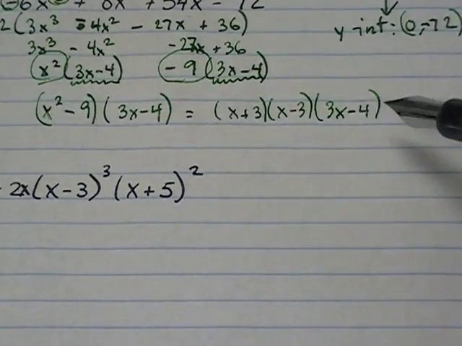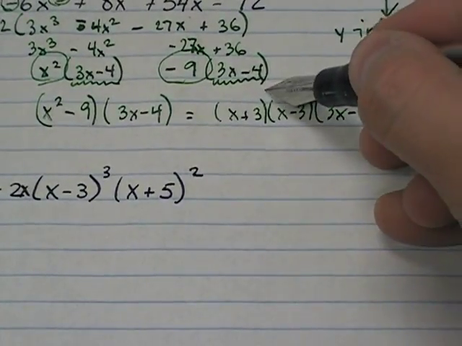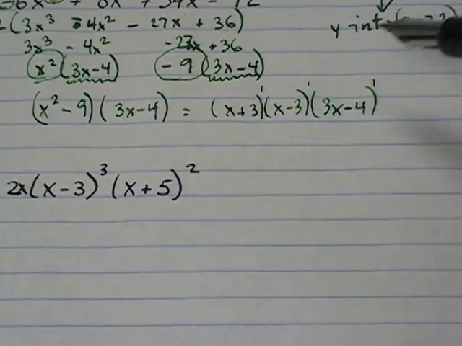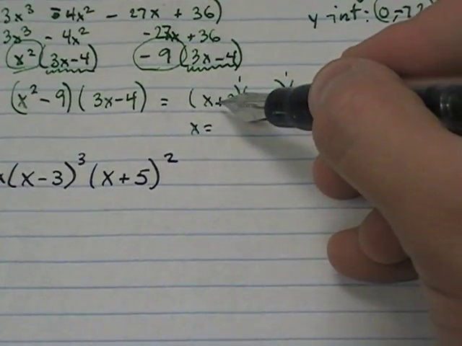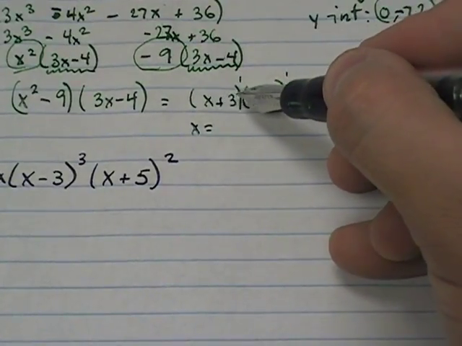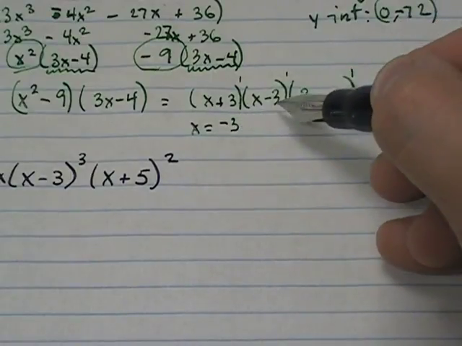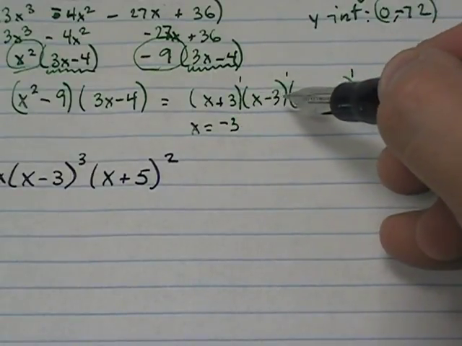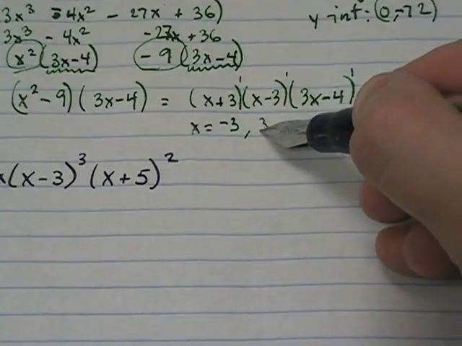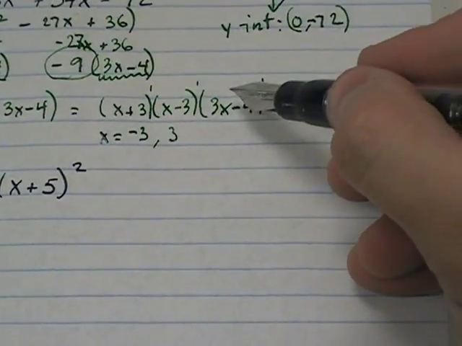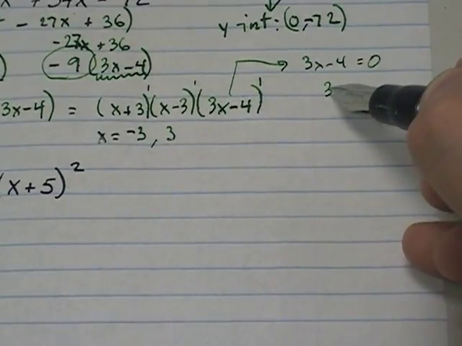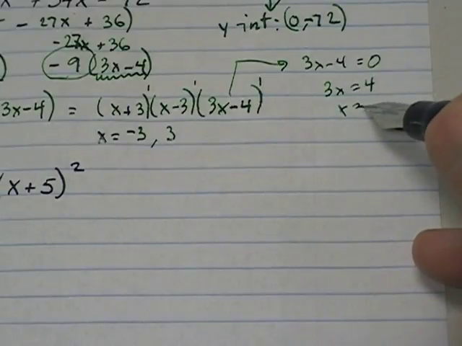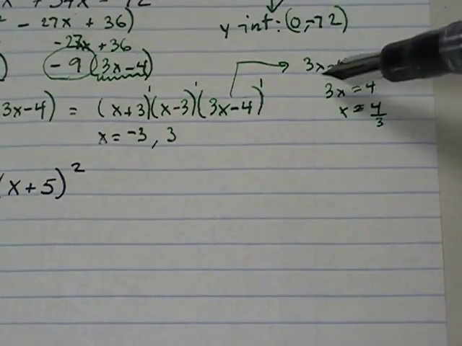Given this, I have these three factors. The multiplicity is 1, the multiplicity is 1, and the multiplicity is 1. What solutions do these give me? This one's easy. You just move it over: x plus 3 equals 0 gives negative 3. x minus 3 equals 0 gives x equals positive 3. This one you may want to write out: 3x minus 4 equals 0, which is 3x equals 4, which is x equals 4/3. You just move this over and then divide by 3.